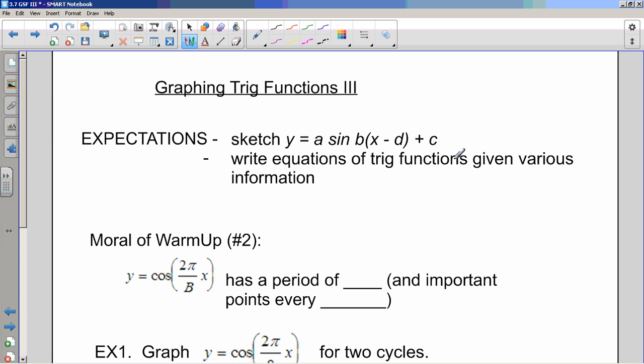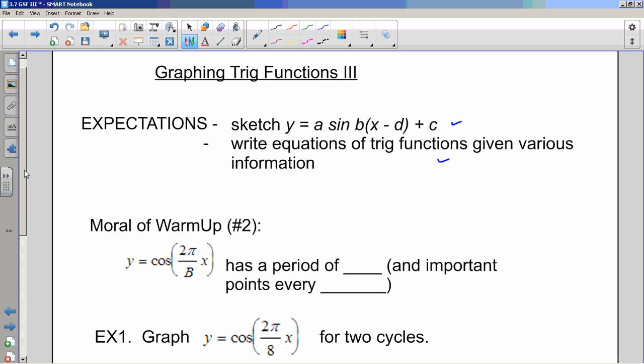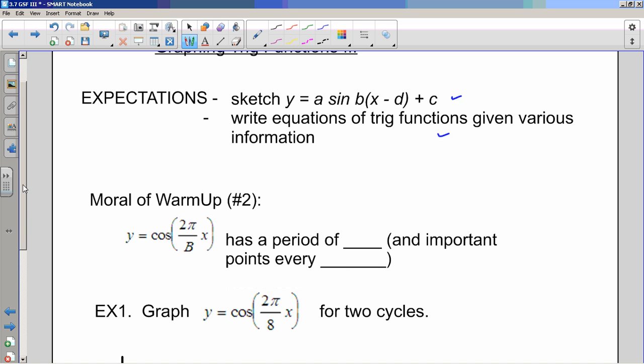Write equations of trig functions given various information. This sounds like what we've been doing the last couple of days, but we'll see it's leading more towards the application end of things, where these will be trig functions in real life situations.